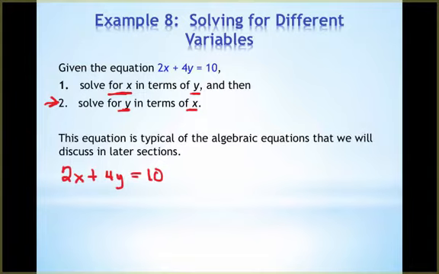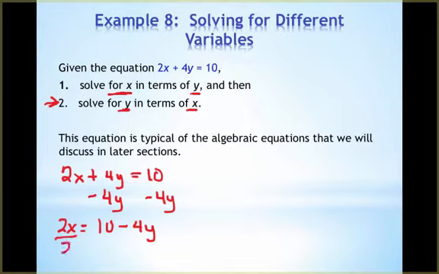So if you remember, we get rid of anything added or subtracted first. So we're going to subtract off the 4y. We cannot take 10 minus 4y and make that 6y because the 10 is just the constant 10 and it can't combine with anything other than another constant. So I can't subtract a 4y. So we just leave it as minus 4y. The next thing we would do is divide both sides by 2. So I could get x equals 10 minus 4y all divided by 2.